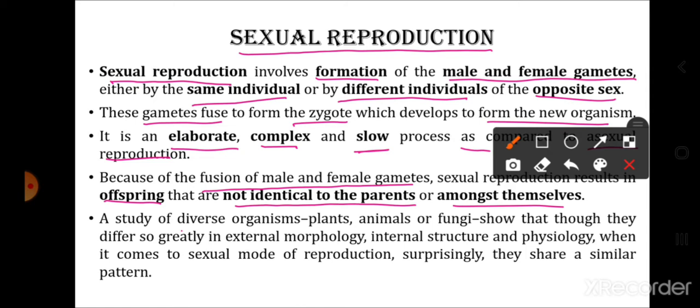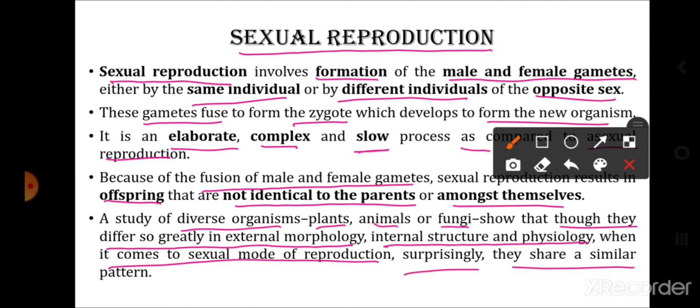A study of diverse organisms, that is plants, animals or fungi, shows that though they differ so greatly in external morphology, the internal structure and physiology when it comes to the sexual mode of reproduction, surprisingly they share a similar pattern. Those organisms which show sexual reproduction, whether plant, animal or fungi, all these groups of organisms show sexual reproduction.